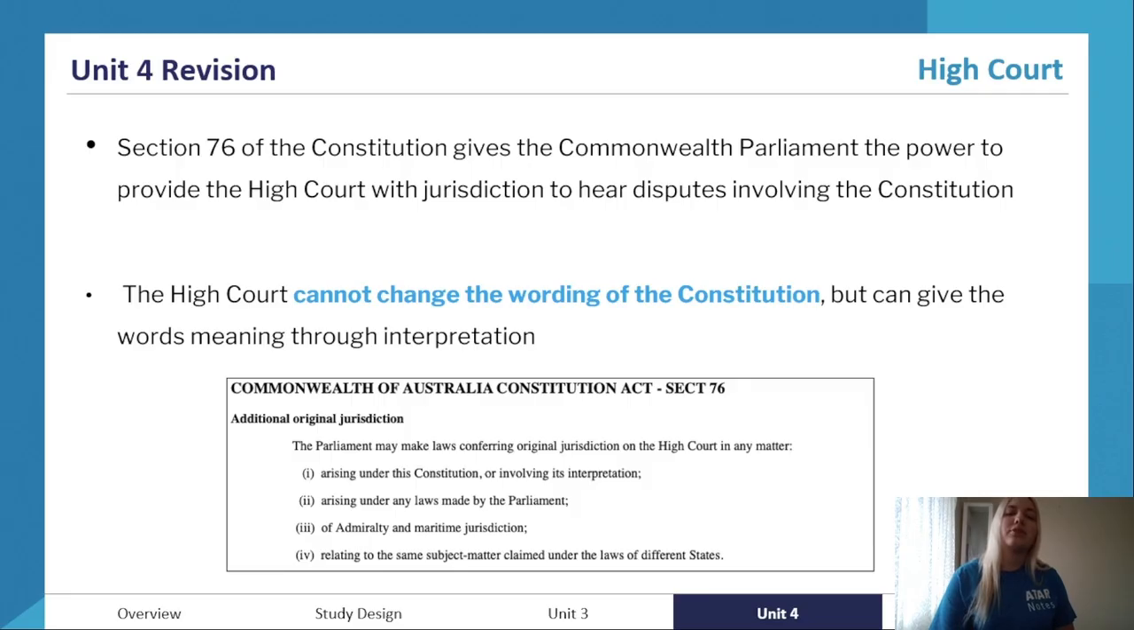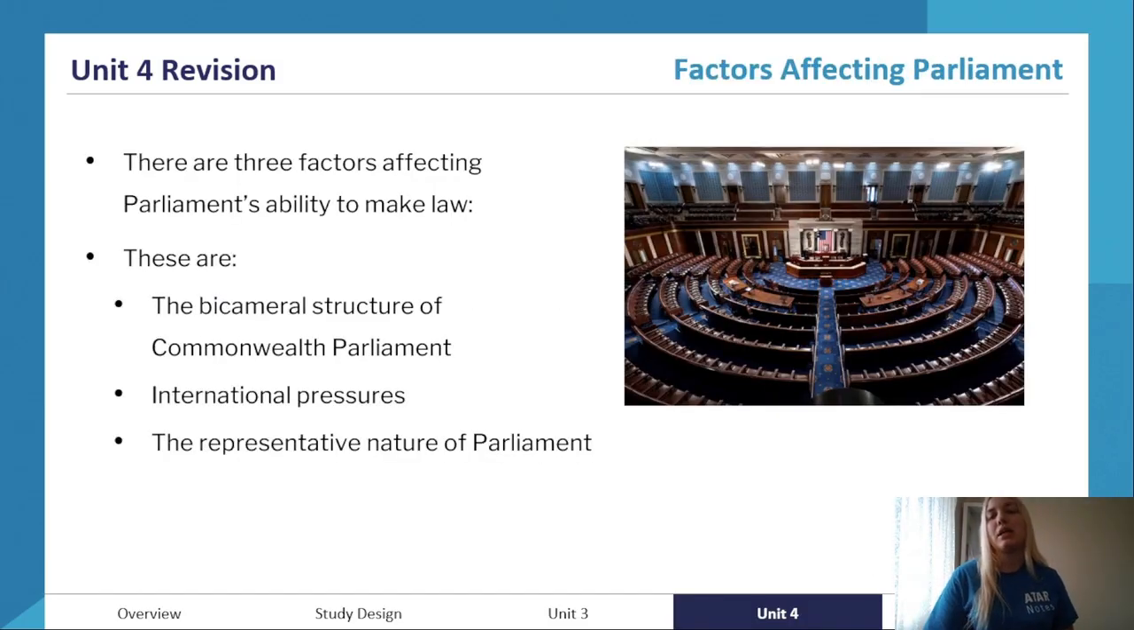Section 76 of the Constitution says that the Commonwealth High Court will hear disputes involving the Constitution and interpretation of the Constitution, and this prevents against any corruption or unconstitutional laws being passed. The High Court absolutely cannot change the wording of the Constitution, but they can conduct statutory interpretation and interpret the words within the Constitution to resolve disputes between states and Parliament, people versus Parliament saying laws are unconstitutional, etc.